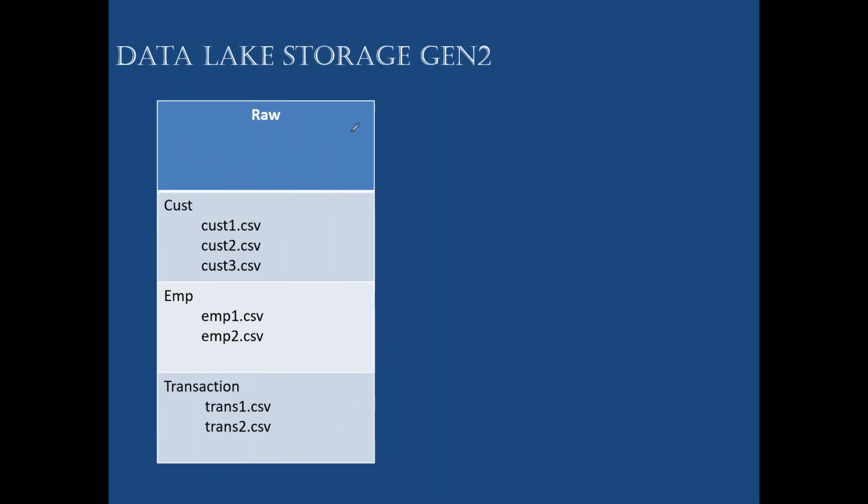Again I'm explaining to you. This is the raw folder. Under the raw folder, the raw box, you have subfolders called cust, emp, transaction. Under cust folder, you are going to upload cust1.csv, cust2.csv, cust3.csv. Under emp, you are going to upload emp1.csv, emp2.csv. Under transaction folder, you are going to take the files trans1.csv, trans2.csv. Cleared all of you? Everybody understood the structure?